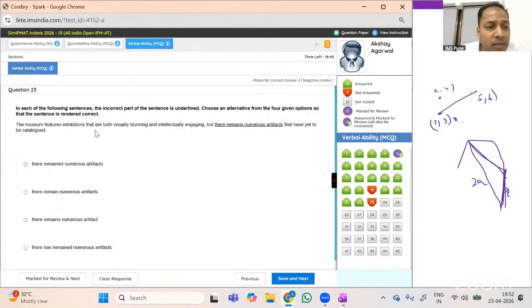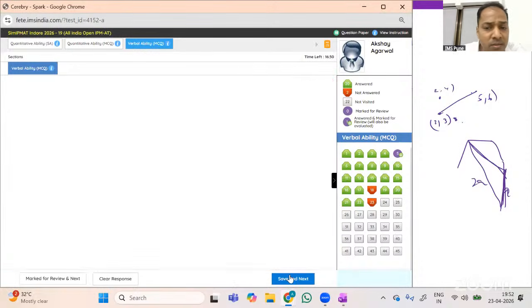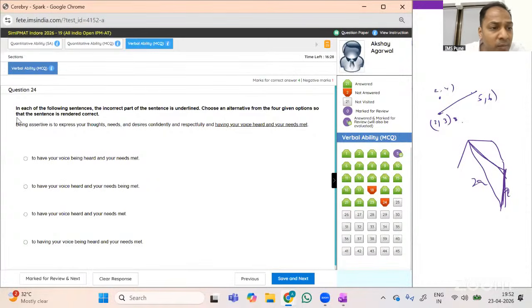The museum features exhibitions that are both visually stunning and intellectually engaging, but there remain numerous. There remain numerous. I think this paper has slightly easier grammar. Being assertive is to, or maybe, I am just being overconfident here.